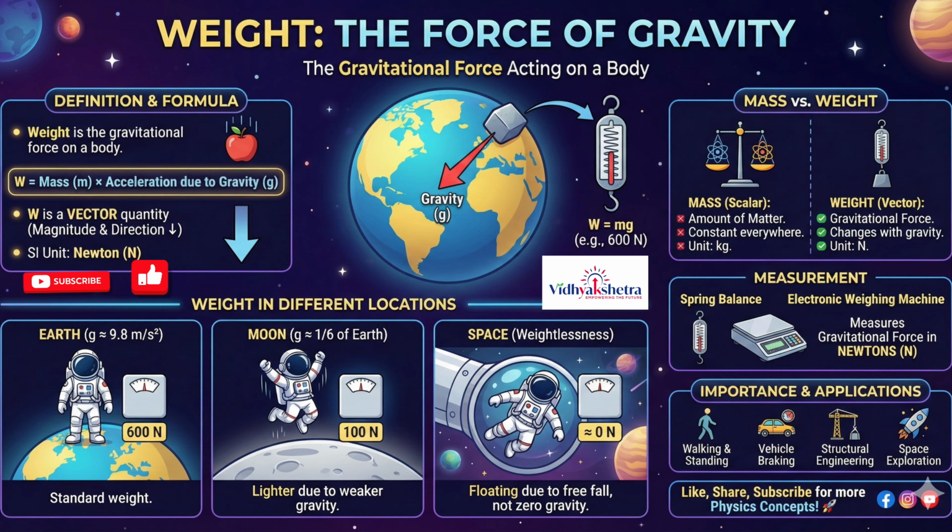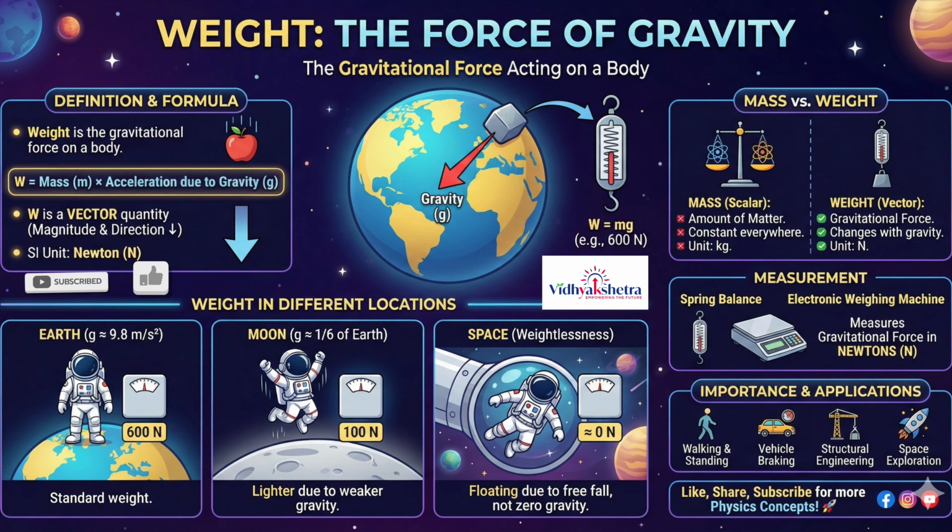Weight in different situations. Weight on the moon. The moon has much less gravity than Earth. Therefore, objects weigh much less on the moon. This is why astronauts can jump very high on the moon. Weight in space: weightlessness. In space, astronauts experience weightlessness. This does not mean gravity is zero, but the astronauts are in continuous free fall along with their spacecraft. As a result, they feel no weight and appear to float.